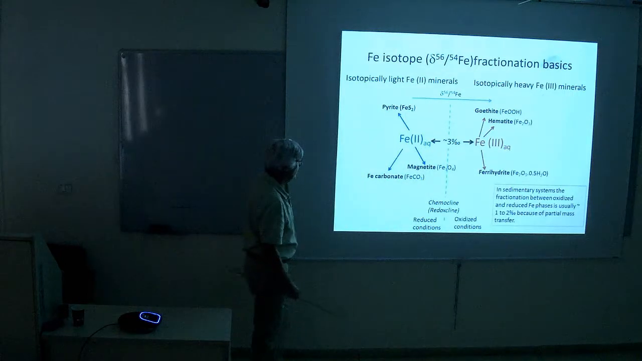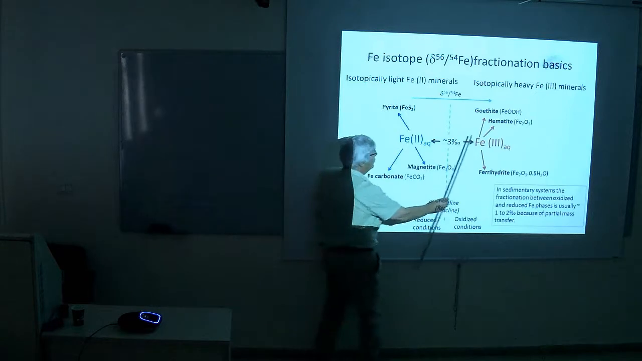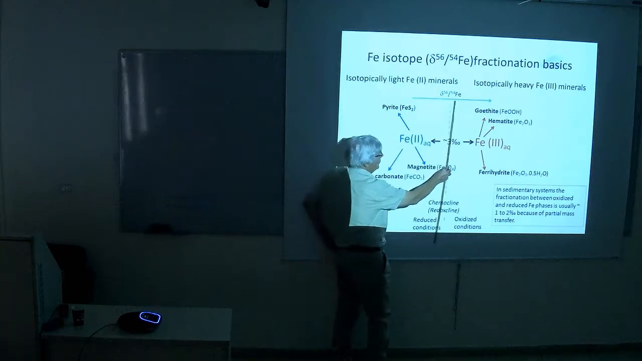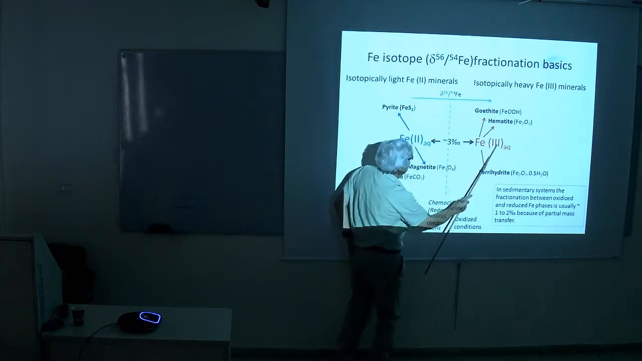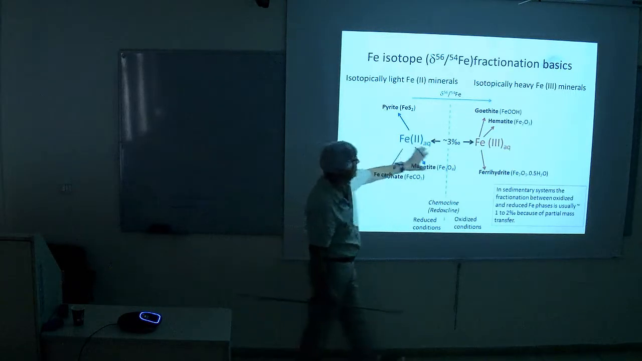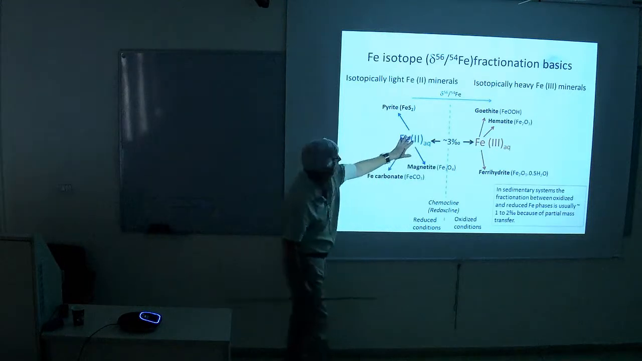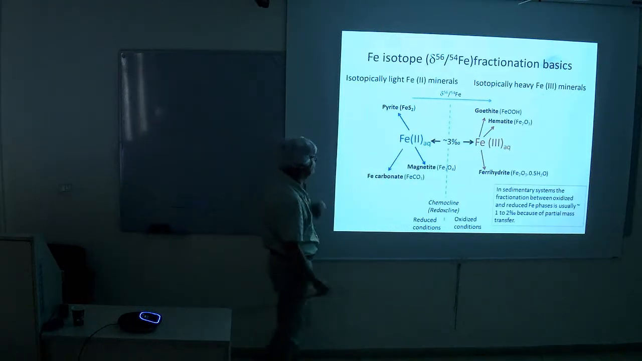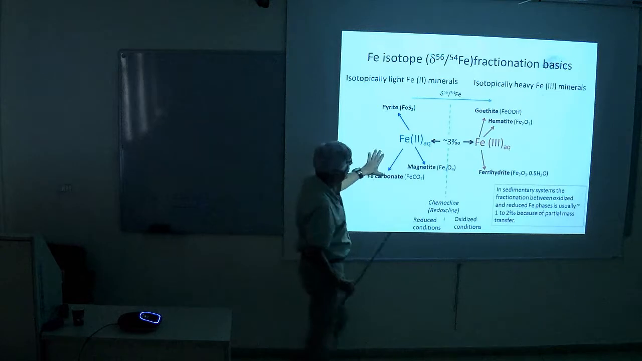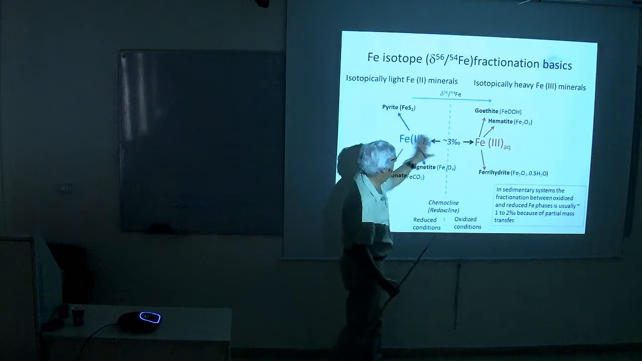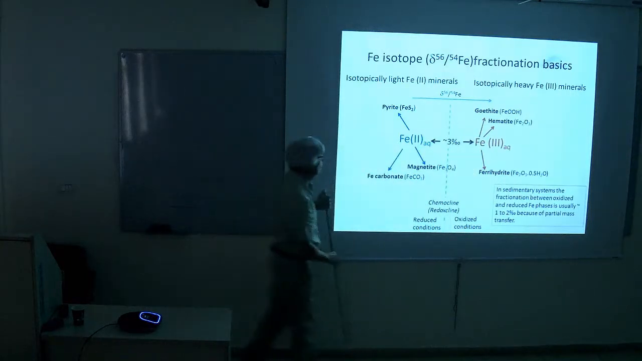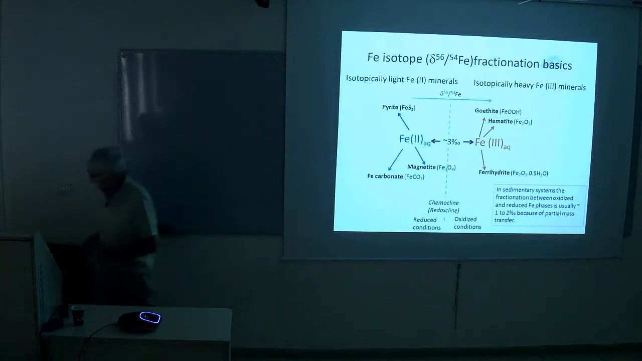But there's one point I want to make: when you go from Fe3 to Fe2, across, say, what's called the chemocline, and you convert all your Fe3 to Fe2, then you won't see a fractionation. 100% conversion from one system to the other will result in zero fractionation. In other words, the new phase will inherit the composition of the parent. But otherwise, in any situation of partial transfer or mobilization, you will see a fractionation between the reduced and the oxidized iron phases.